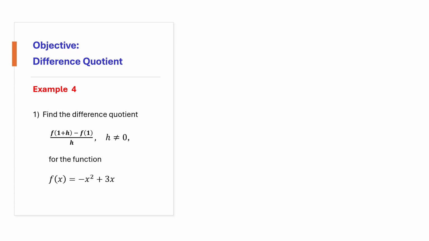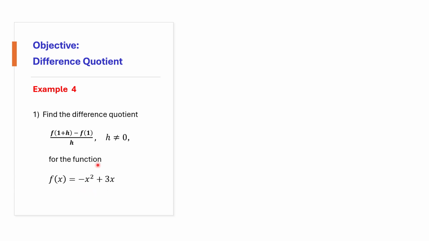The next example is an example of a difference quotient, and this is where we will apply evaluating function. So find the difference quotient f of 1 plus h minus f of 1 divided by h, where h is not equal to 0. Because when h is 0, this difference quotient is undefined. So our aim here is to get rid of this h that makes the denominator 0, or that makes this fraction undefined. So the given function is f of x equals negative x squared plus 3x.